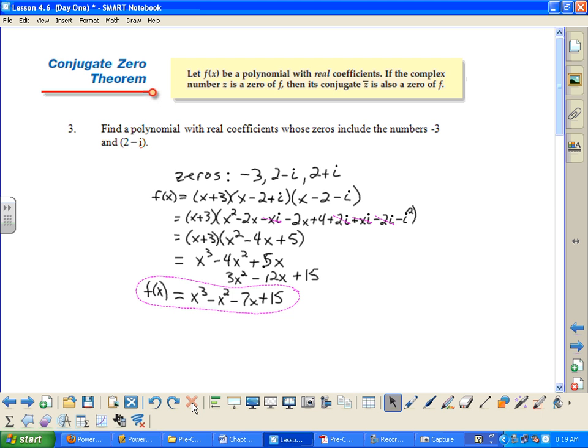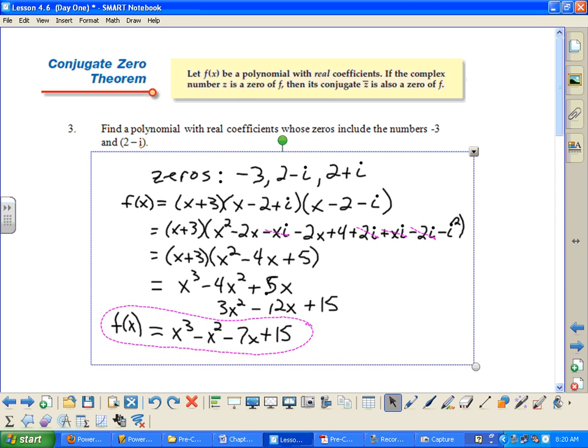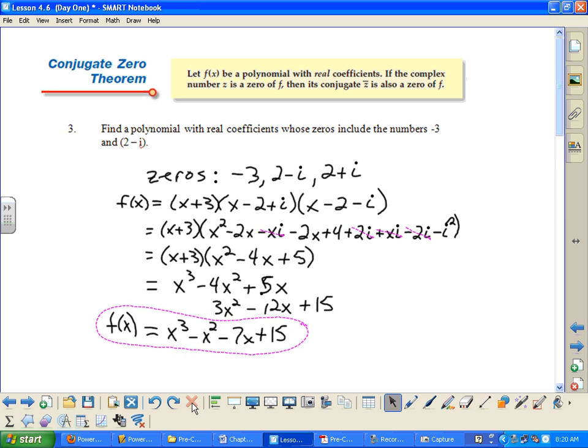But all we did here is take the zeros. So let's make it a little bigger. So the thing to remember, so we had a 0 at negative 3.